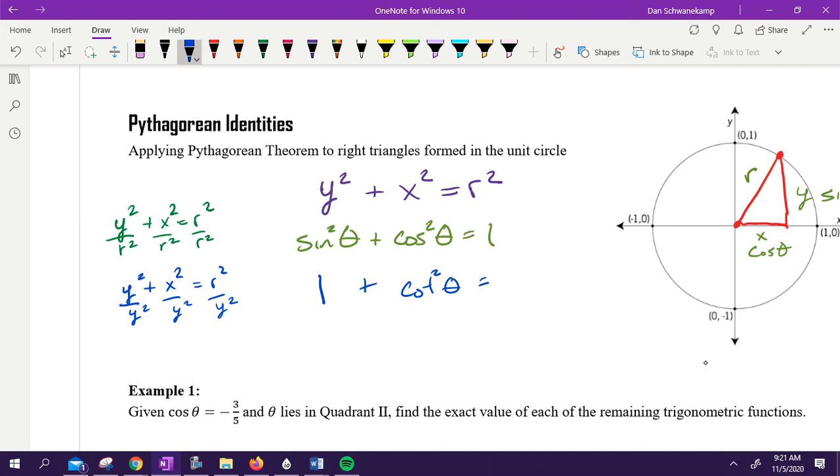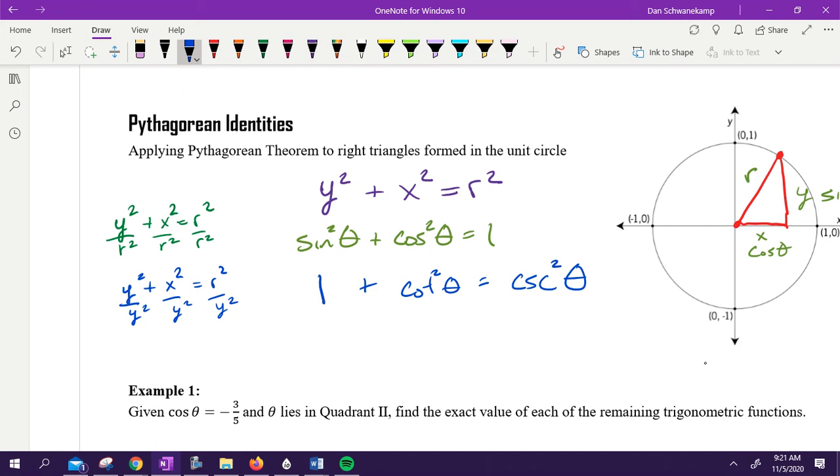And then I've got r squared over y squared. That is cosecant, because r over y. Oh yeah, that's cosecant squared. That is a true statement. No matter what theta I plug in here, I can plug in 30 degrees, you're always going to make that a true statement. 1 plus cotangent squared equals cosecant squared. Again, we just started with the Pythagorean theorem and we divided by something.